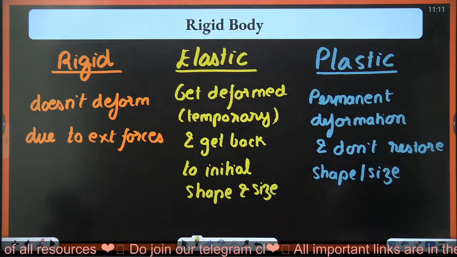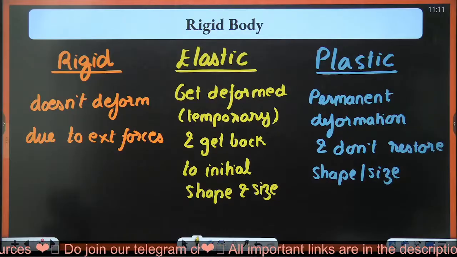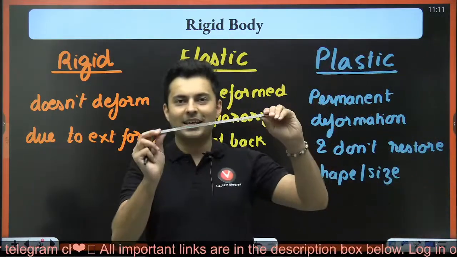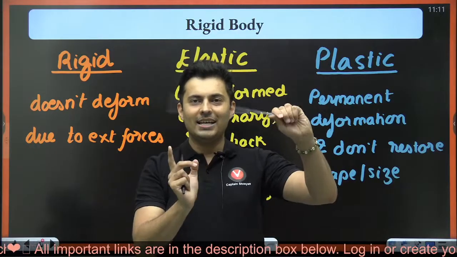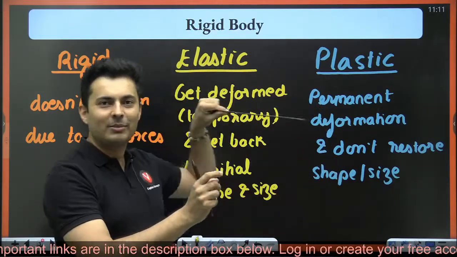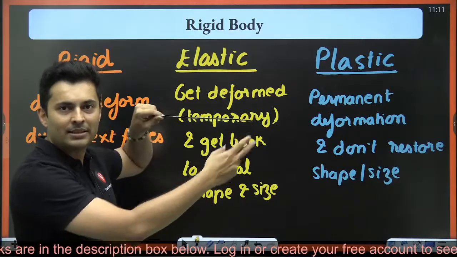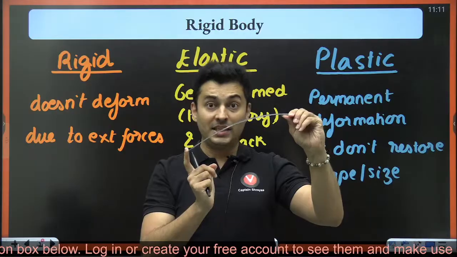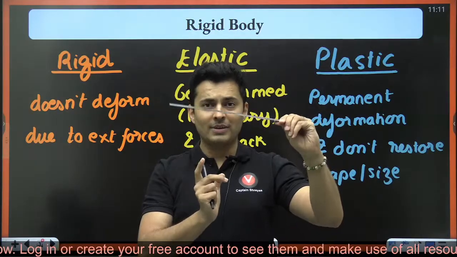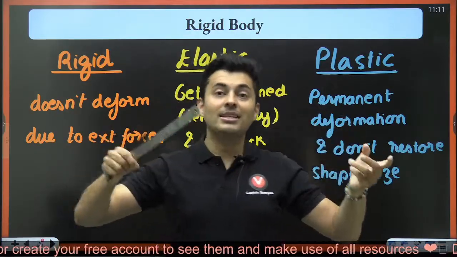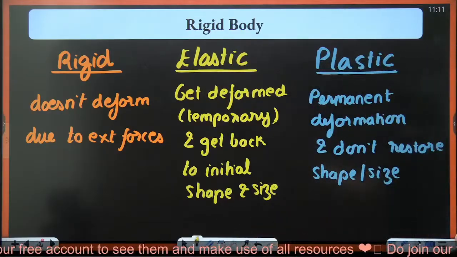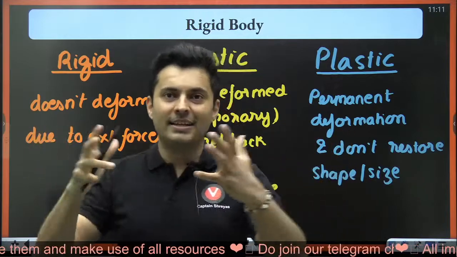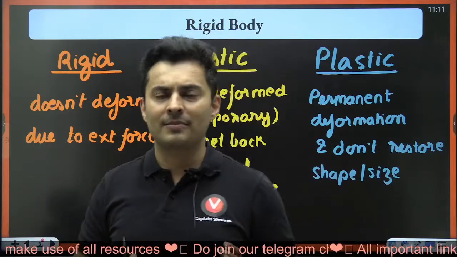For example, I can tell you this particular scale that I have is an elastic scale. How do I know that? I bend it, I leave it, it comes back. Everybody is able to see this particular scale? So I take this scale, I bend it, I leave it, it's deformed, but it is temporary because when I leave it, it comes back. You might have seen a rubber band. You stretch it, it gets deformed. It is elastic in nature. You release it, it comes back to its original shape and size.